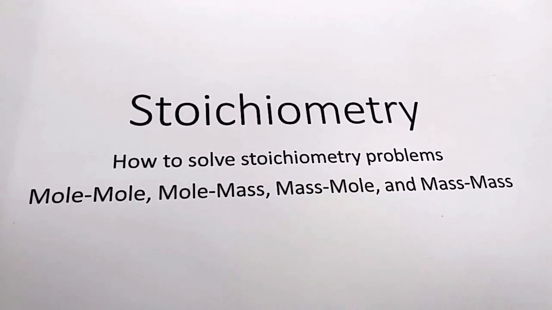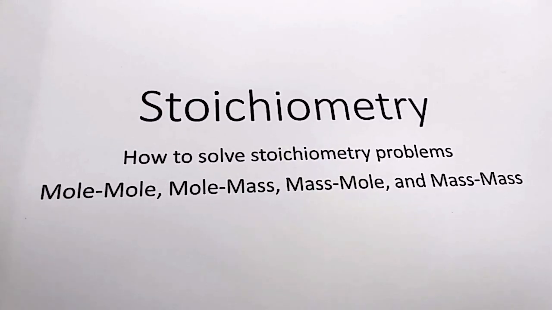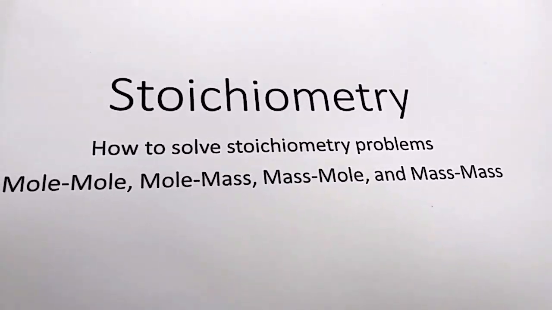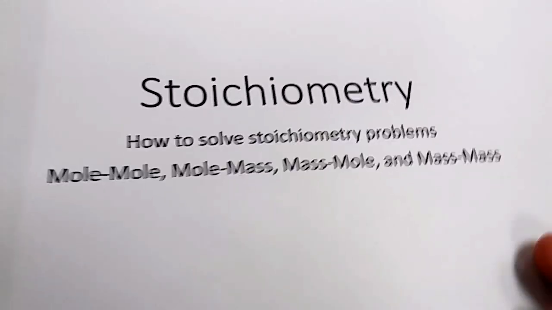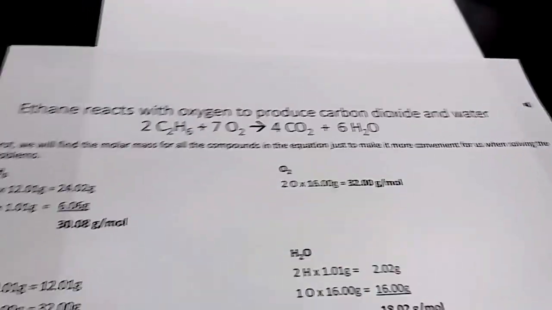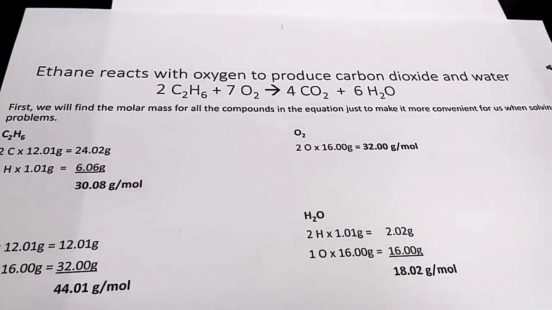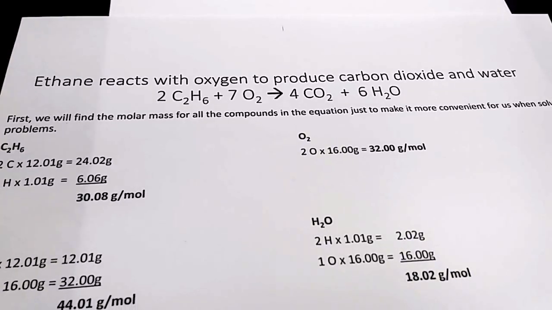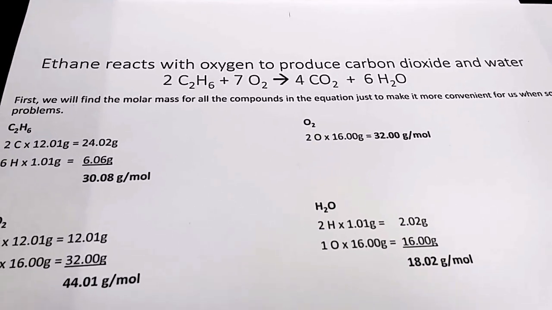What I have for you today is a self-help video on stoichiometry: mole to mole, mole to mass, mass to mole, and mass to mass. For all the problems, we're going to be using the following reaction. Ethane reacts with oxygen to produce carbon dioxide and water.